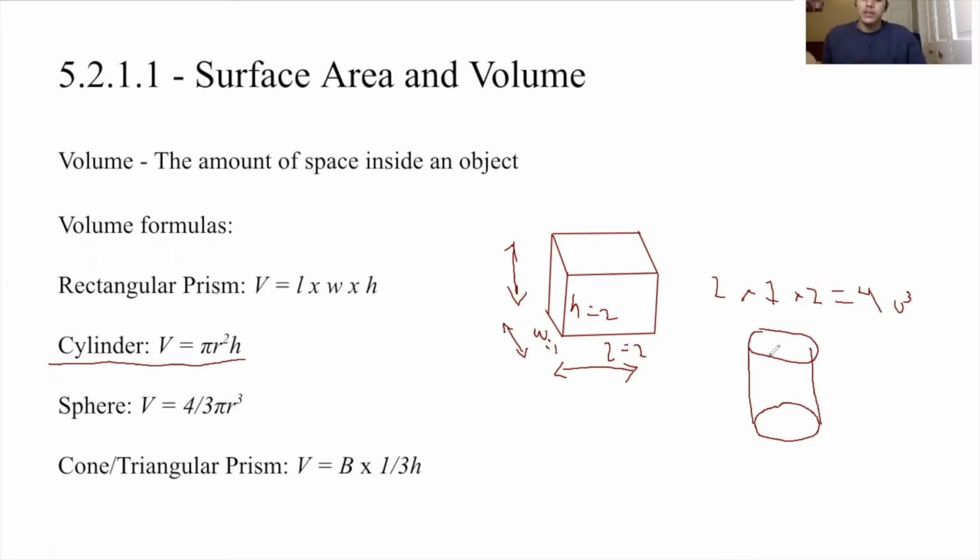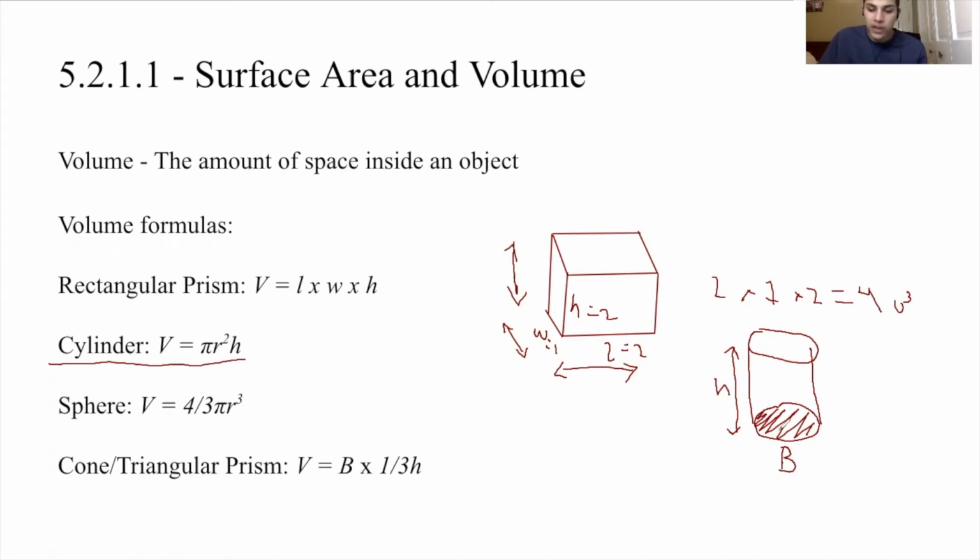But here we have a cylinder. So the height, this is the height here. And then if you just take the area of the base, which is this, and multiply it by the height, then you're going to get the volume of the cylinder. So that's why the volume formula is pi r squared h.